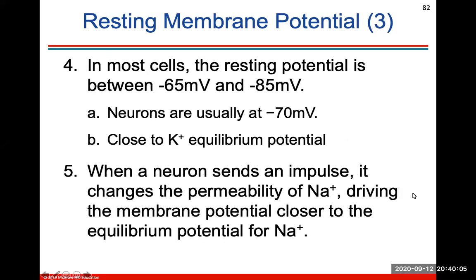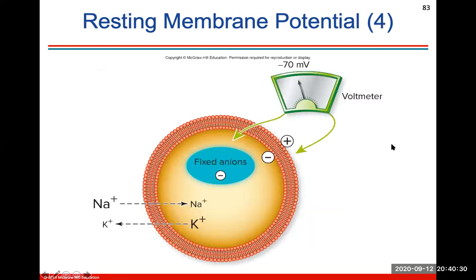This will make sense. In most cells, the resting potential is between -65 and -85. So I want you to know that neurons are usually at about -70 millivolts, and that's just the charge at their membrane. When a neuron sends an impulse in the nervous system, it changes the permeability of sodium, meaning that different things will happen where sodium ions will rush into the cell. So -70 is the normal resting membrane potential, and you should know this number.